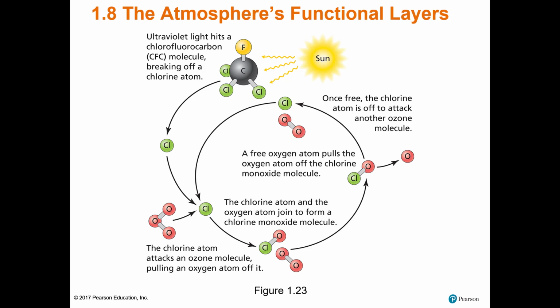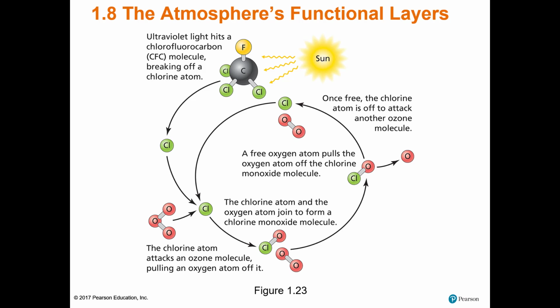So here is an example of how the ozone hole is theorized to have formed. It was damaged by chlorofluorocarbons. Ultraviolet light hits a CFC molecule. It breaks off a chlorine atom. That chlorine atom attacks an ozone molecule.